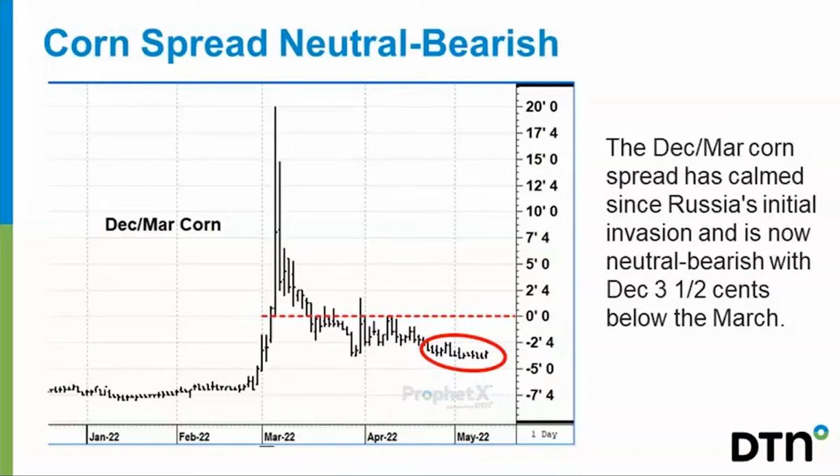And the way things look right now, we have kind of a neutral to bearish situation for new crop corn demand. We have the December corn price roughly 3.5 cents below the March. This is as of yesterday's close. So it's kind of, as I say, neutral to slightly bearish, which is not untypical for this time of year.